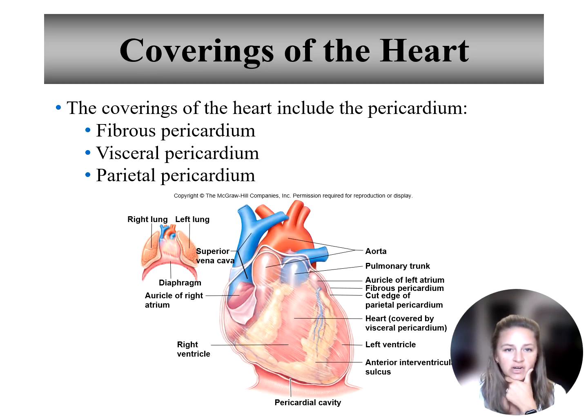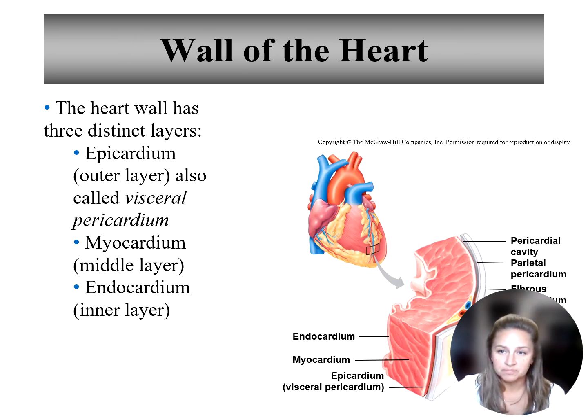So the coverings of the heart, there's three places: the fibrous pericardium, the visceral pericardium, and the parietal pericardium. The fibrous pericardium, here, this is like a connective tissue, and then the visceral pericardium is what covers the heart. It is touching the organ. So usually when you see something that says visceral, that means it's in direct contact with the organ itself. And then there's the parietal, which is the cavity between the fibrous and the visceral.